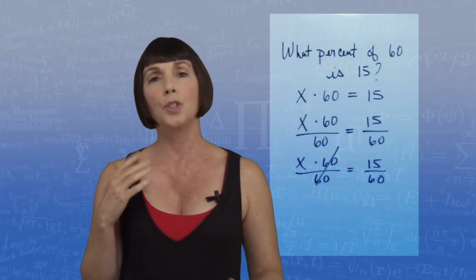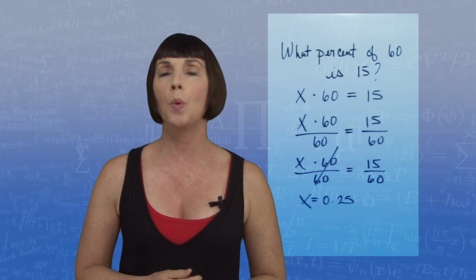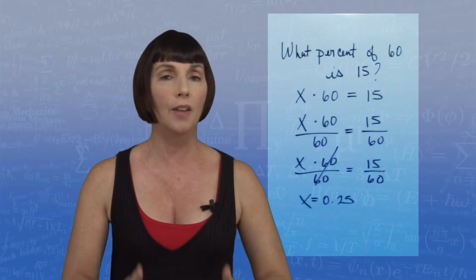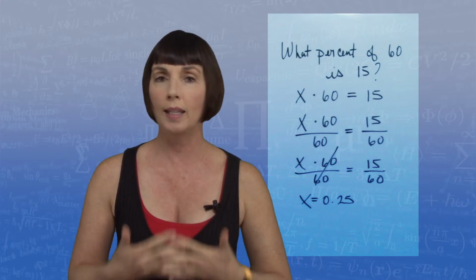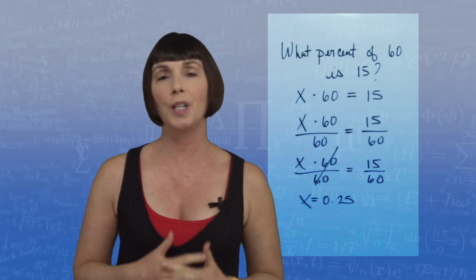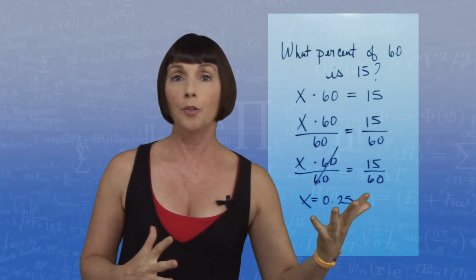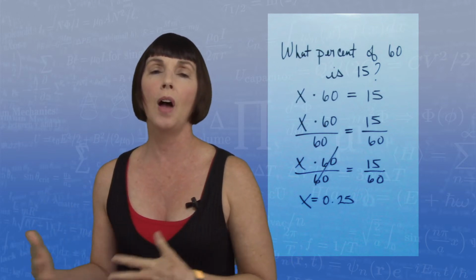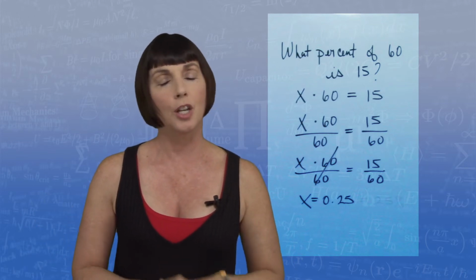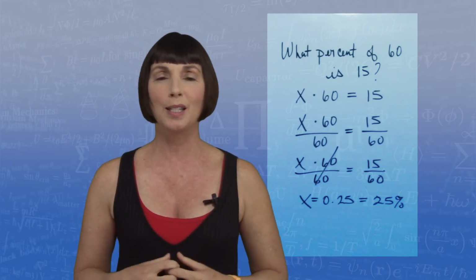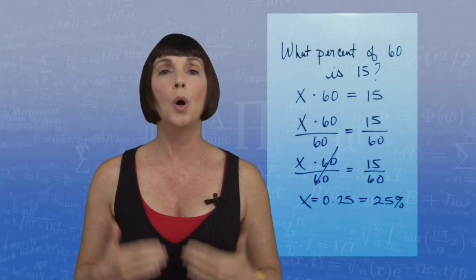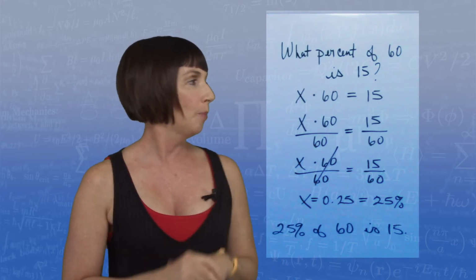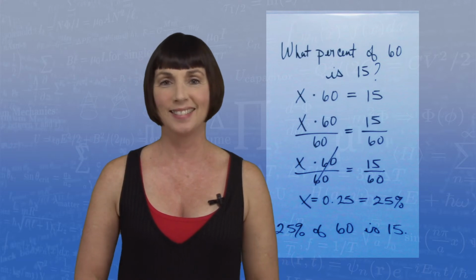Okay? If you divide 15 by 60, you will find that it is 0.25. Now, remember though, in this problem, I'm trying to find a percent value. So let's be sure to write it that way. Now, from the beginning of this video, you'll remember that 63% is equal to 0.63, right? So if x equals 0.25, and I want to write it as a percent, just move the decimal place 2 places to the right. So x is equal to 0.25 or 25%. So 25% of 60 is 15.